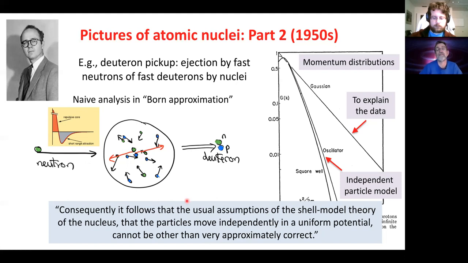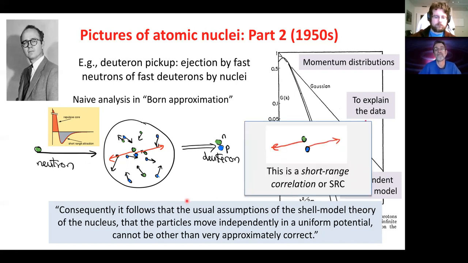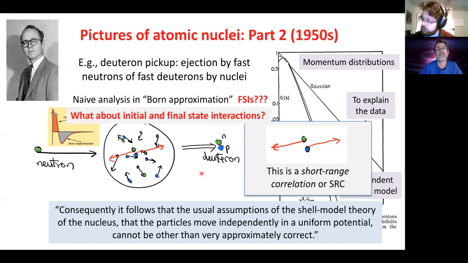There was a sort of fly in the ointment here in doing this. Oh, and by the way, this feature of the wave function is what is called a short range correlation, or SRC. So people, if you read Nature or Science every year or so, there's another paper talking about short range correlations in nuclei, and this is what they're talking about.